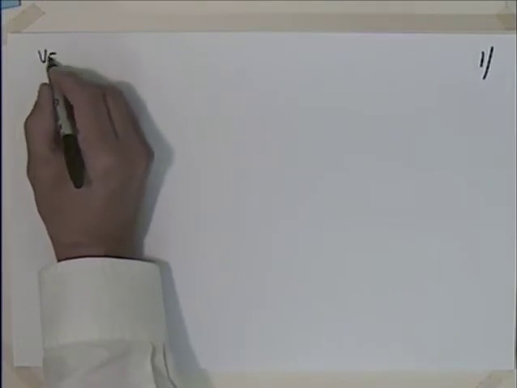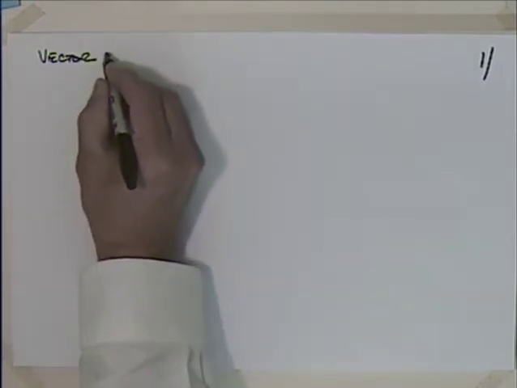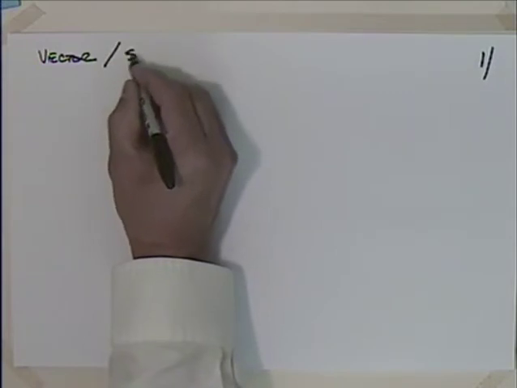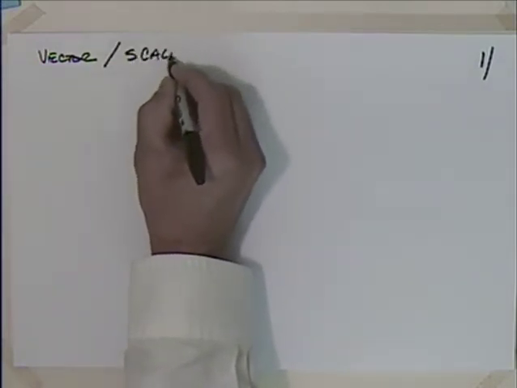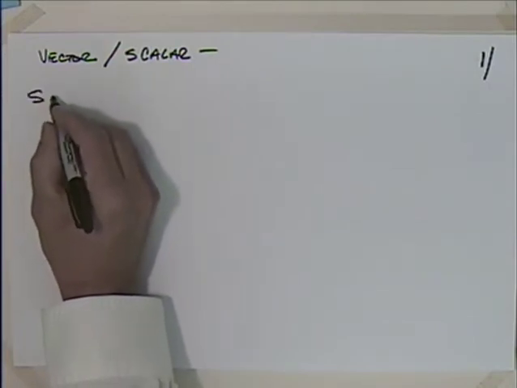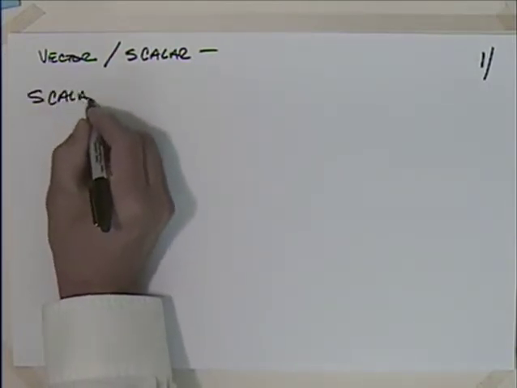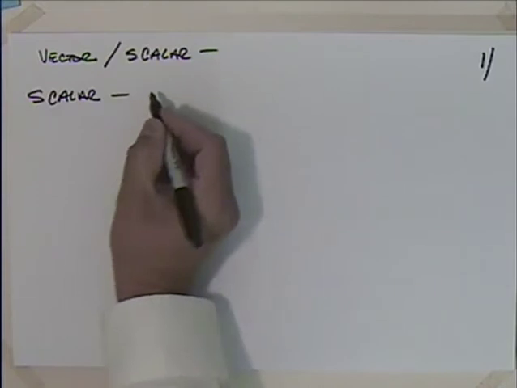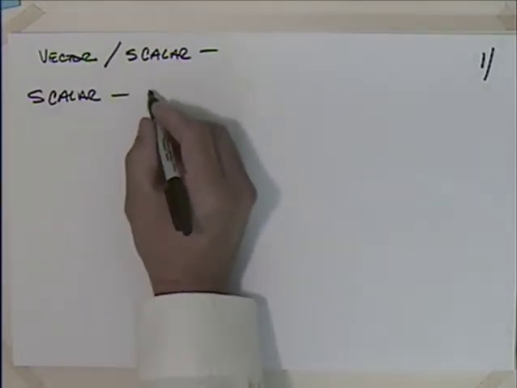Well, let's go ahead and get started. So when we talk about vectors and scalars, let's compare those. I'll start out with a scalar. Maybe we better put a title here. So if we talk about scalars, a scalar is something that only has a magnitude.